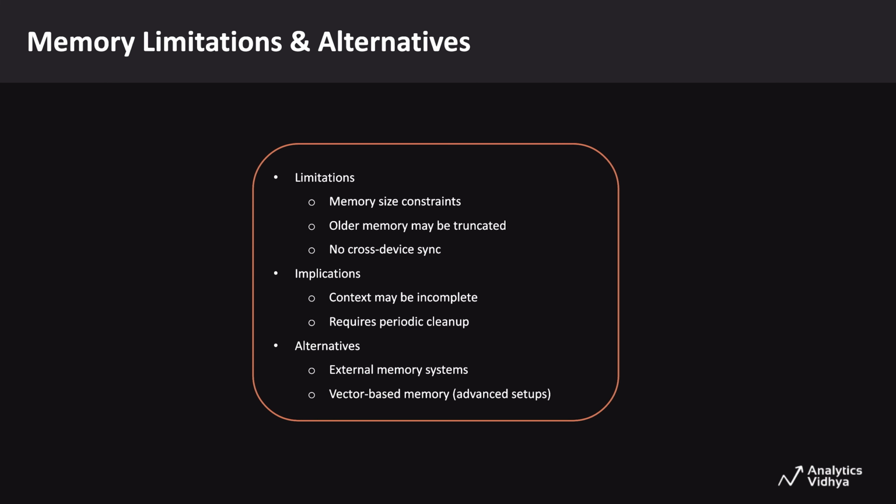Now, while memory is powerful, it does have limitations. There are size constraints, which means older memory may eventually be truncated. Also, memory does not automatically sync across devices. This means you may sometimes lose continuity or need to reload context manually. To overcome this, advanced setups use external memory systems. For example, vector-based memory solutions that allow better long-term recall. But for most workflows, the key is simple: keep memory clean, relevant, and intentional.